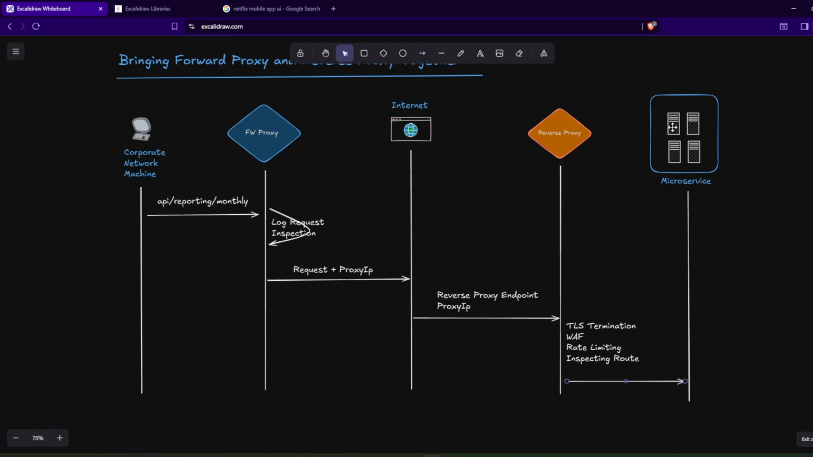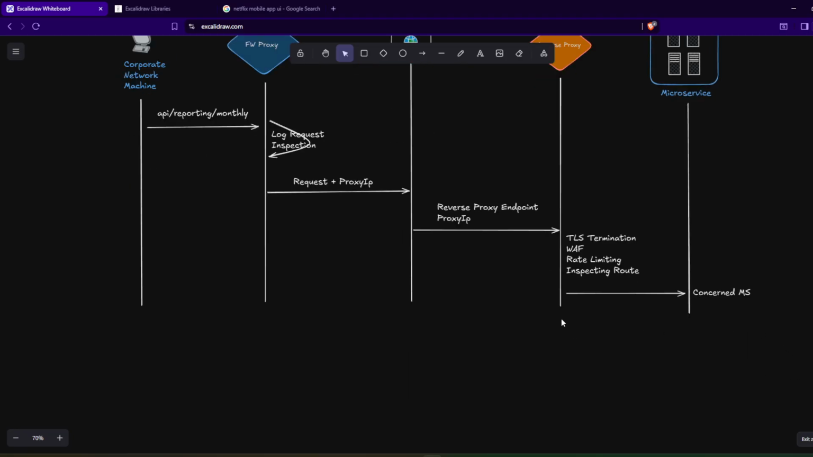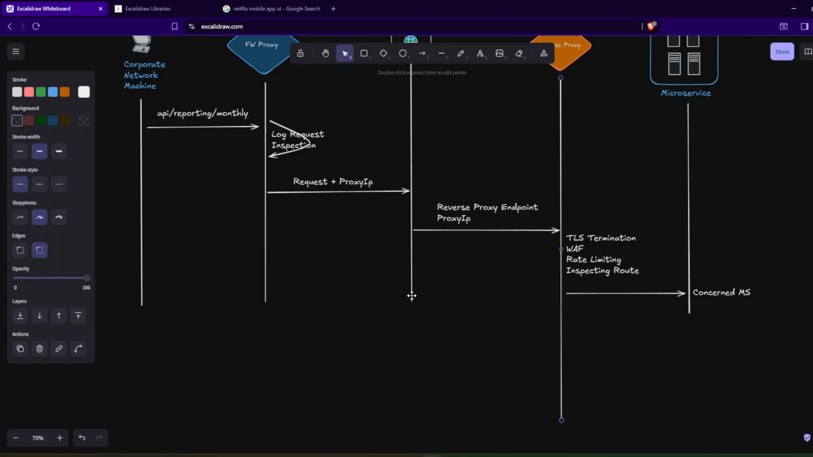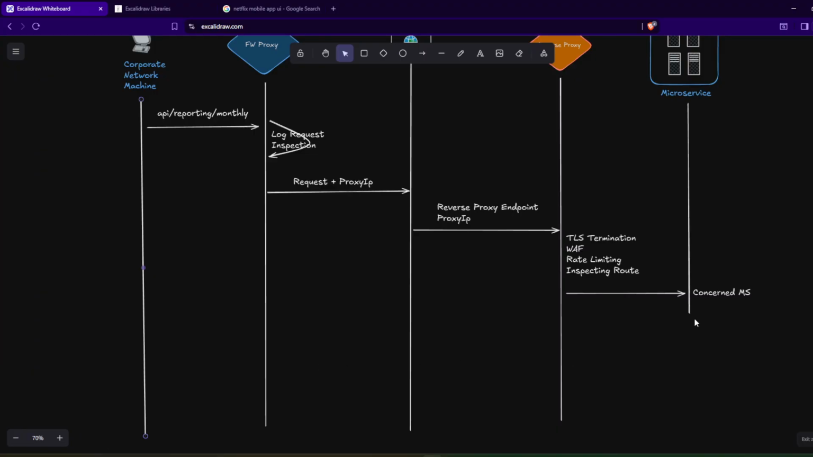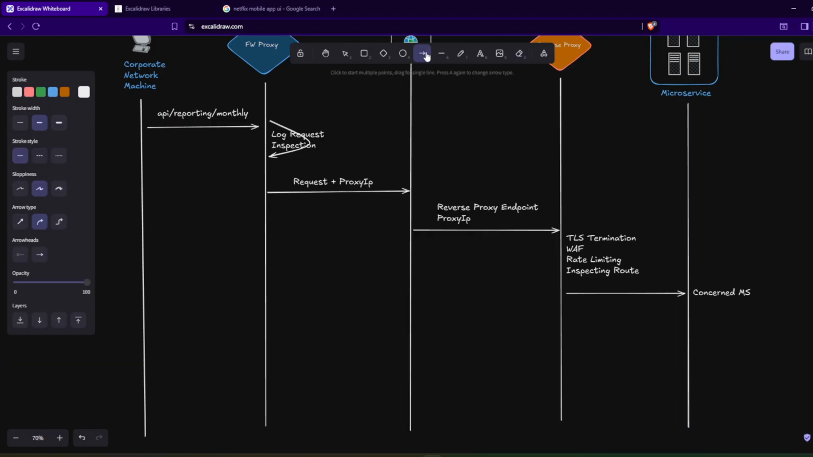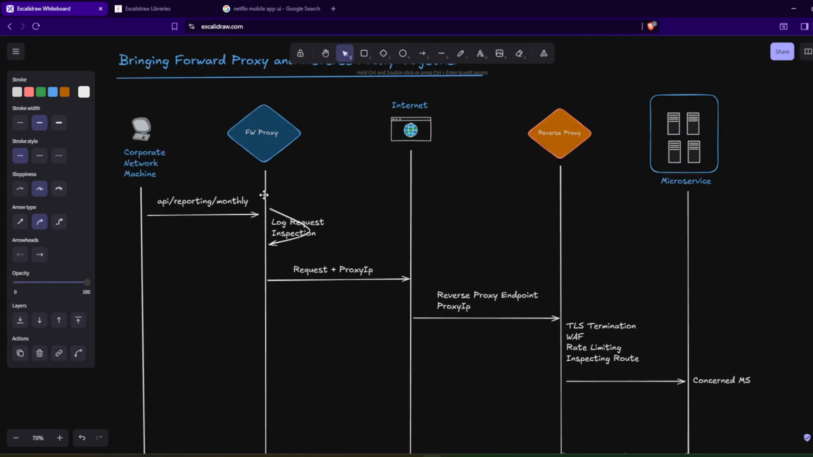what it will do is, suppose there is a fleet of microservices there, it will forward to the concerned microservice. You see, I have mentioned multiple machines. So here it will go to the concerned microservice, and from the concerned microservice the data will come back. Now the data will come back to the reverse proxy itself, and then gradually, at various levels, it will go back to the forward proxy.